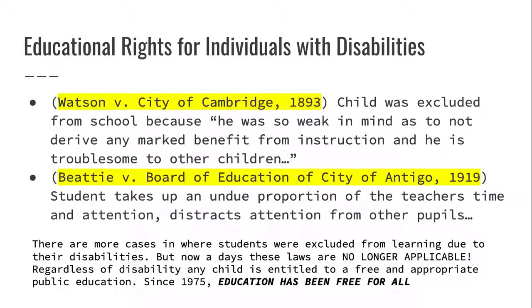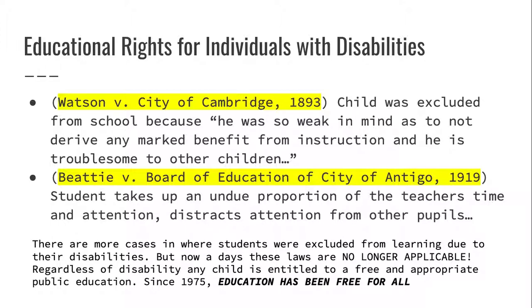So these are some of the educational rights for individuals with disabilities. One case was Watson versus City of Cambridge, 1893, where the child was excluded from school because he was so weak in mind as to not derive any marked benefit from instruction, and he was troublesome to other children. Another case was Beattie versus Board of Education of the City of Antigo in 1919. The student takes up an undue proportion of the teacher's time and attention and distracts attention from other pupils.